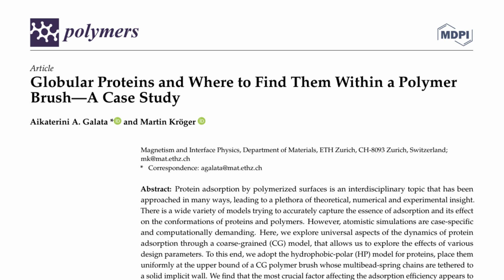Overall, the introduction provides an overview of the significance of studying protein adsorption, the challenges involved, and the chosen approach of using a coarse-grained model to explore the dynamics of protein adsorption on polymer brushes. The specific parameters and variations in the simulation system are also introduced.